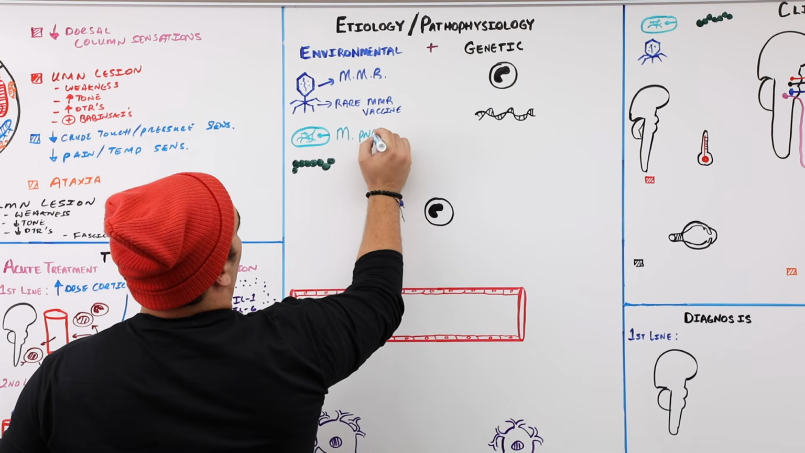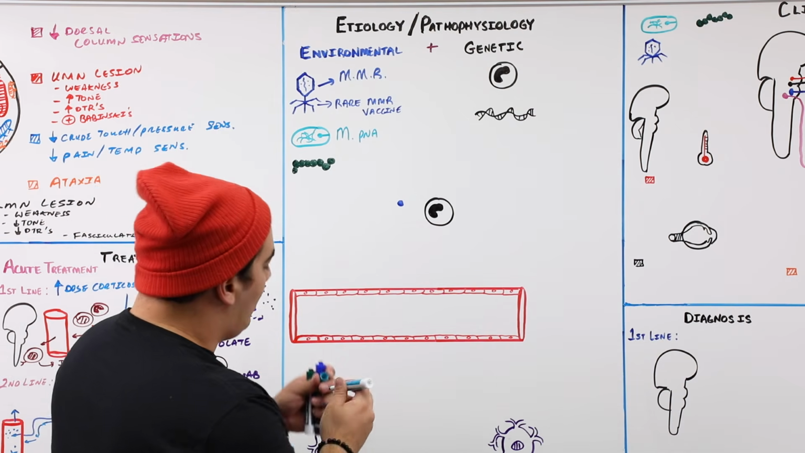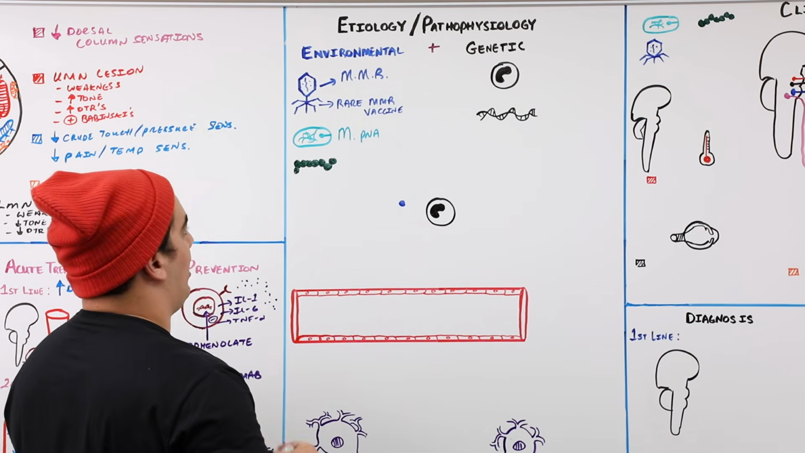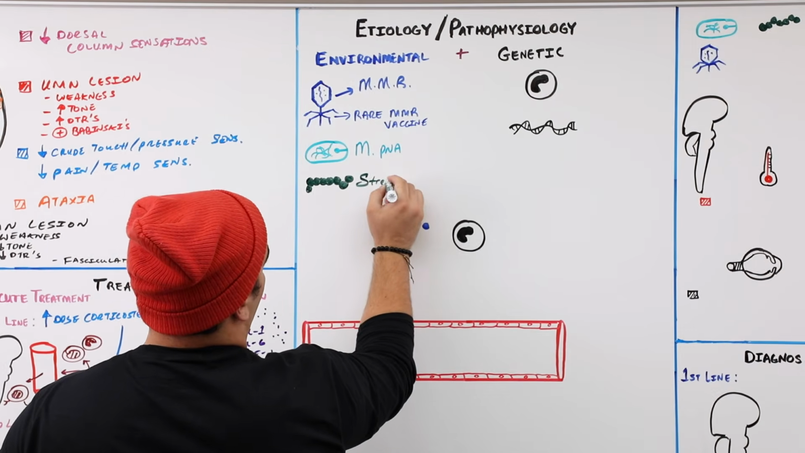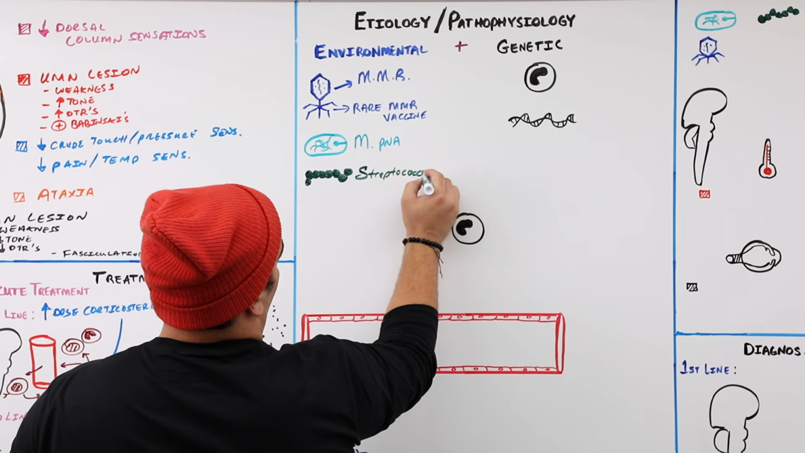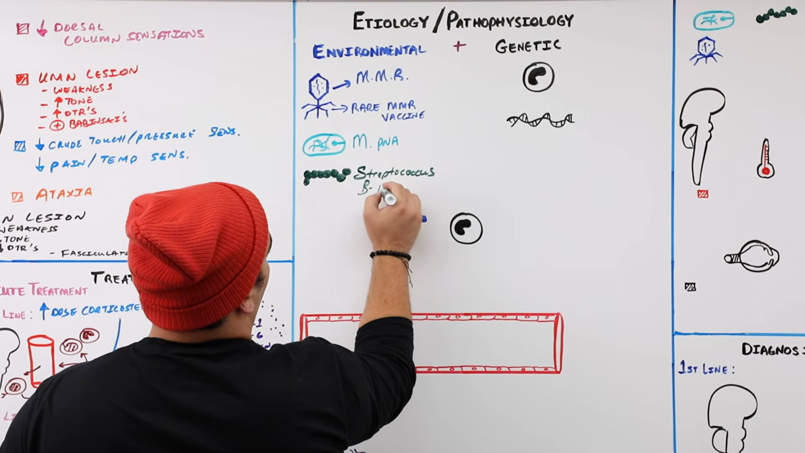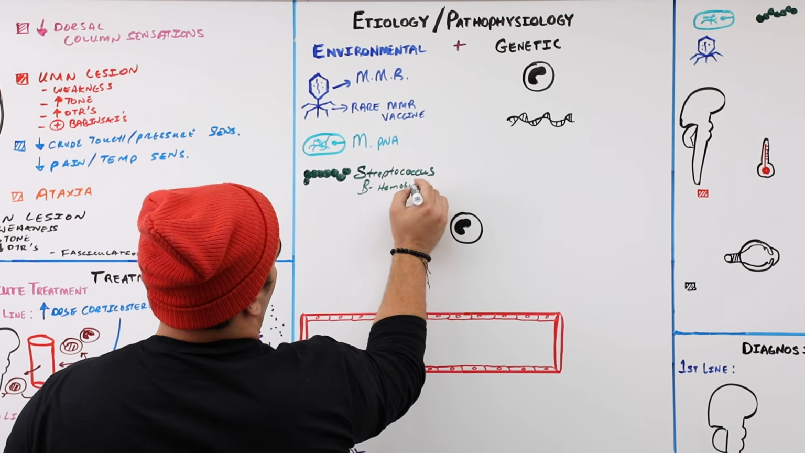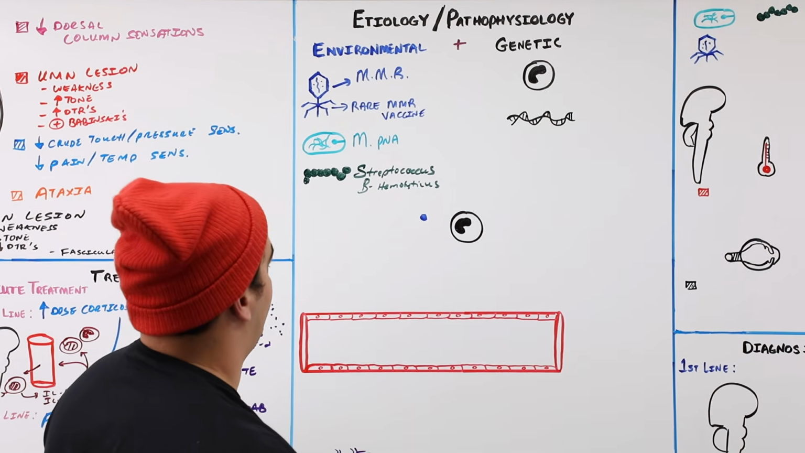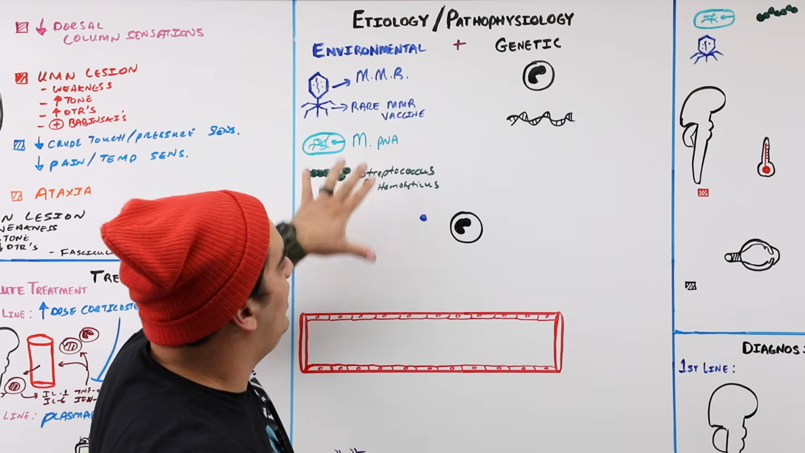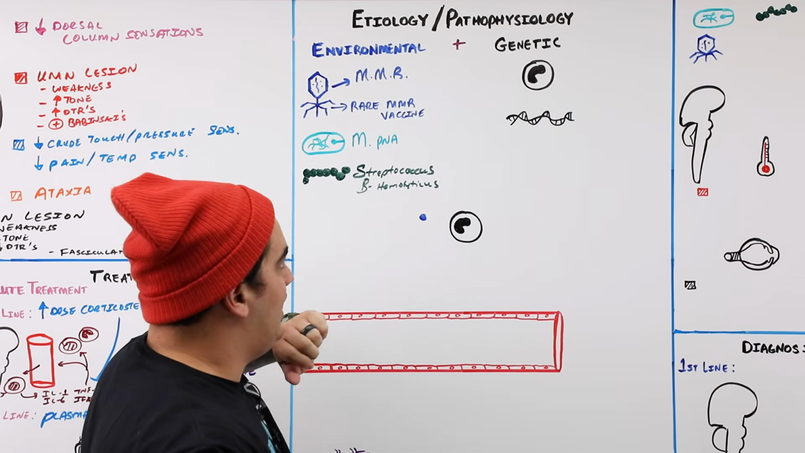The other thing is a particular bacteria known as Mycoplasma pneumoniae. And the last bacteria that we want to be thinking about here is a very interesting one called Streptococcus beta hemolyticus. So Streptococcus beta hemolyticus types of infections. Either way, these are the pathogenic or infectious etiologies.